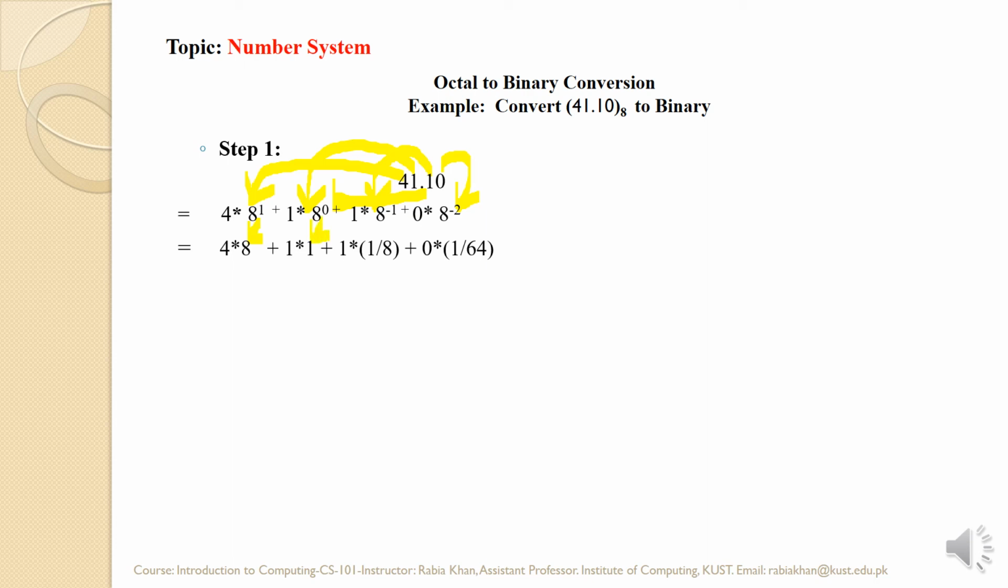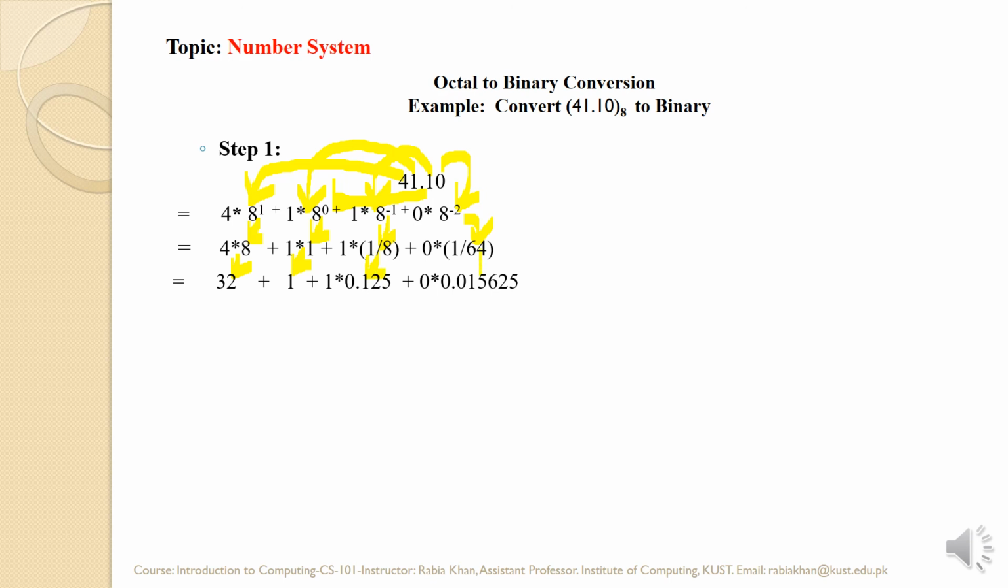While 8 raised to power minus 1 is 1 by 8, and 8 raised to power minus 2 is 1 by 64. So after clearing the multiplications and divisions, these are the results. 4 into 8 is 32. This is the answer. 1 into 1 is 1, and then 1 by 8, 1 divided by 8, the result is 0.125.